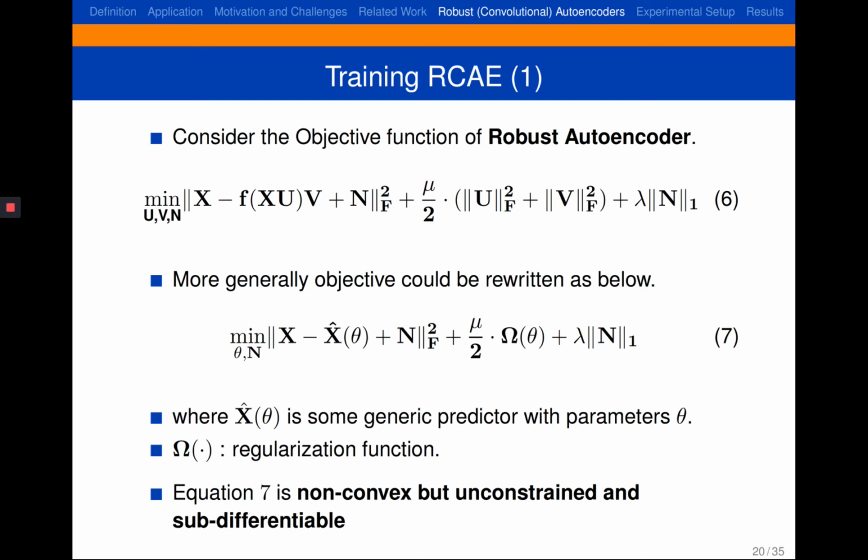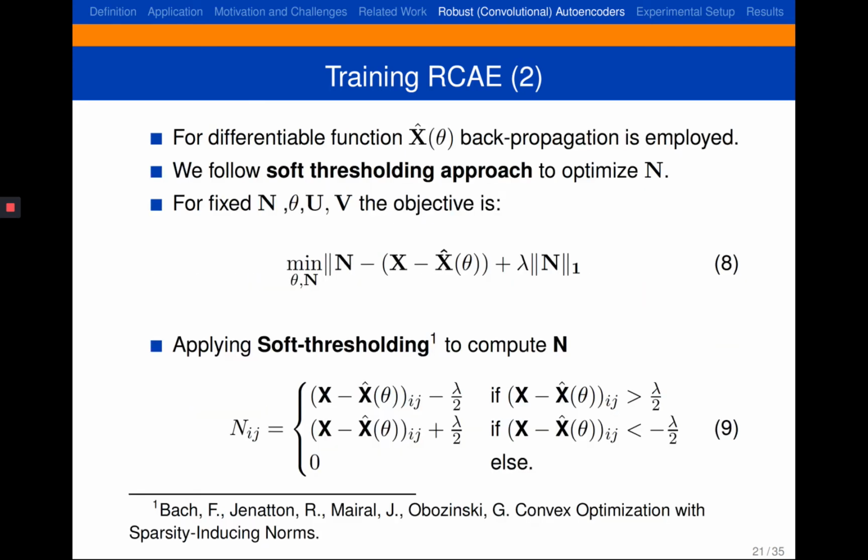For a fixed value of theta, that is U and V in the standard autoencoder case, the objective is solvable via a soft thresholding operator on the matrix X minus X hat of theta, where omega is considered as any regularization function. And here we can see that equation 7 is non-convex but unconstrained and sub-differentiable, as previously stated. So for a differentiable function f of X, theta, backpropagation is employed, and we follow a soft thresholding approach to optimize and obtain the value of N.